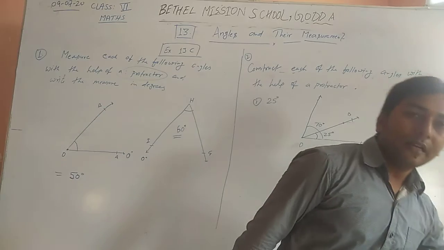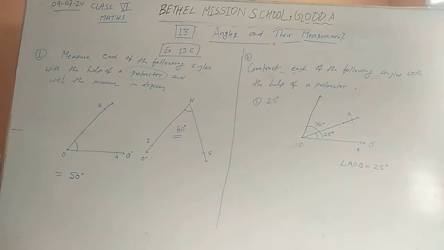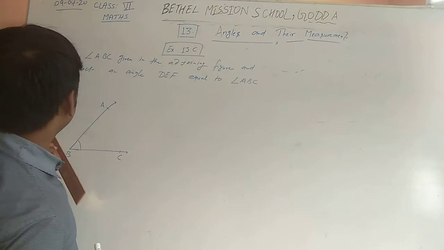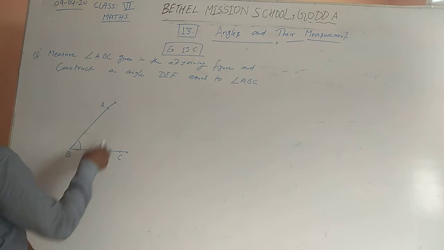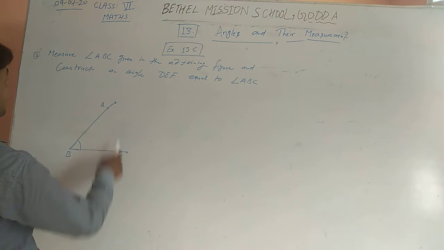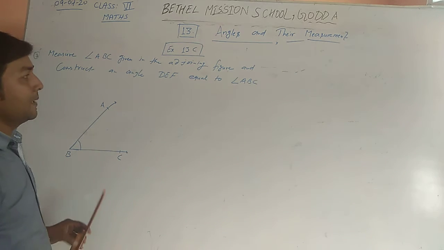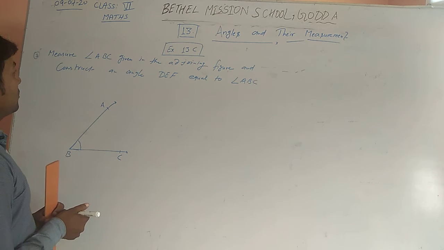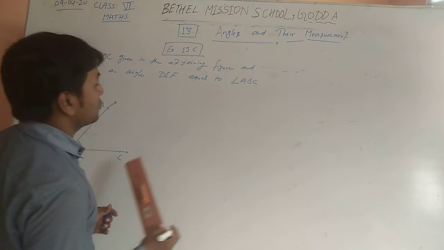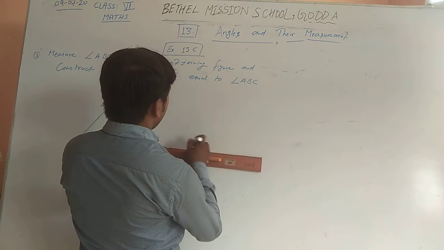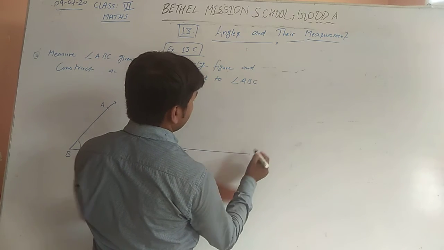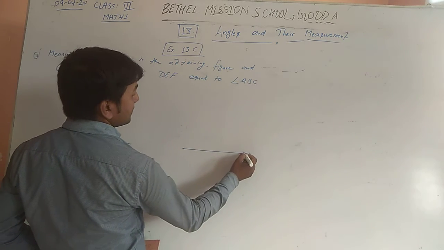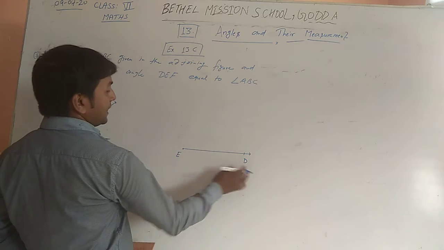Now we do the next question. Now we do the third number. Measure ABC given in the adjoining figure and construct an angle DEF equal to angle ABC. Okay. So first, without measuring, without any help of protractor, also we can draw. First, draw a line. Okay, give the name DE, that is D, and this is E.